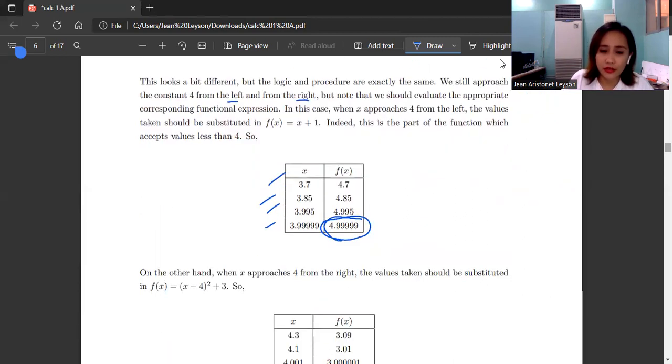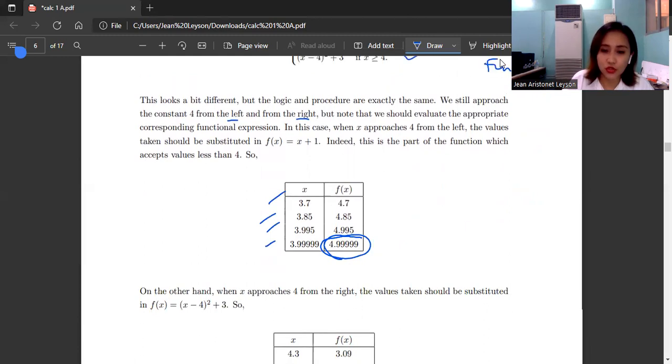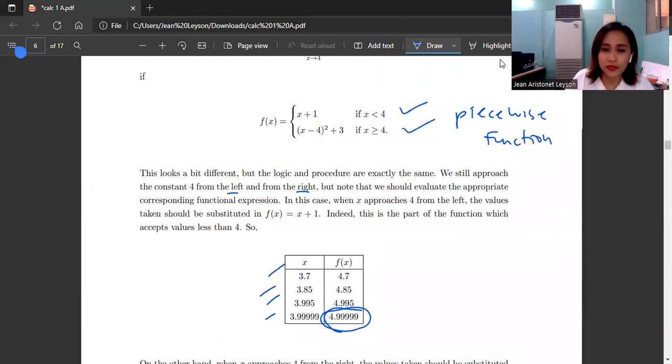On the other hand, when x approaches 4 from the right, the values taken should be substituted in here, since these are the values that are greater than or equal to 4.